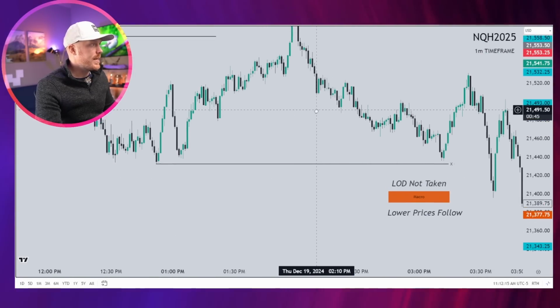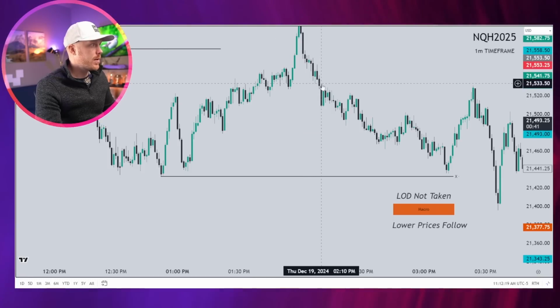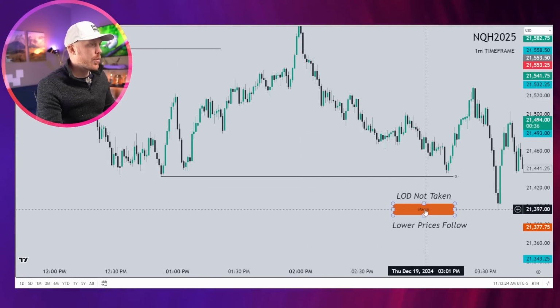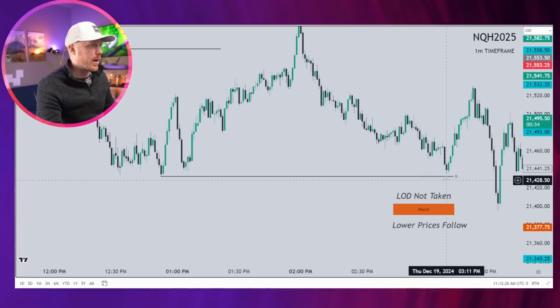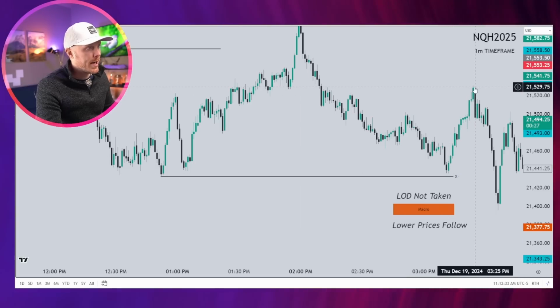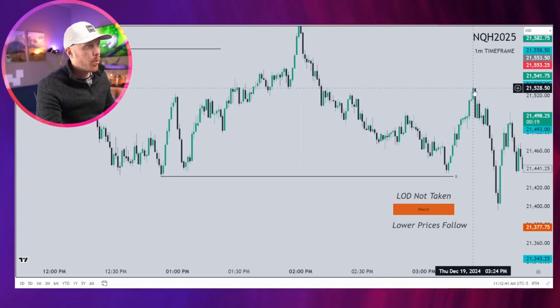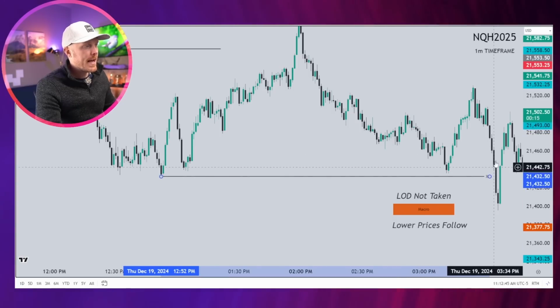We see from 2 p.m. price moving lower towards the low of day. Now, during the 3 p.m. macro, which I have outlined right here, guess what we don't do? We do not take the low of day, but in fact, we run higher. And then after this retracement, price then runs lower after that 3 p.m. macro and potentially makes a low of day.